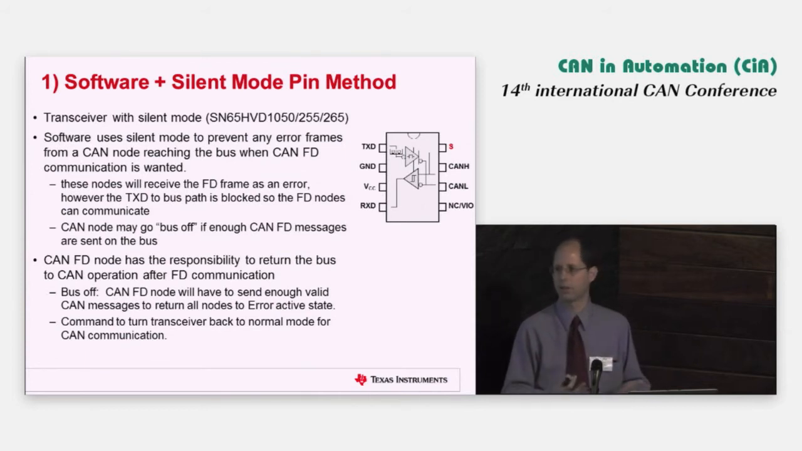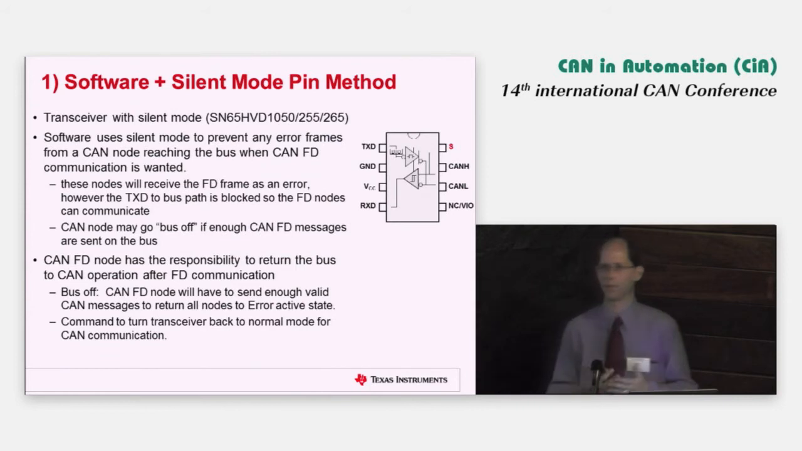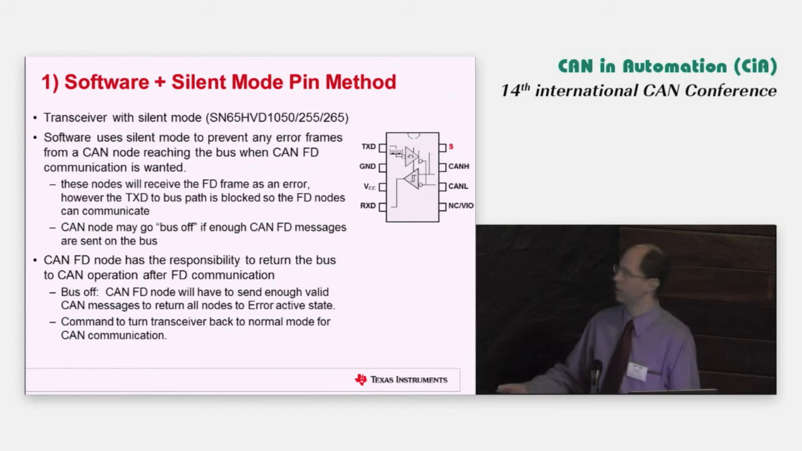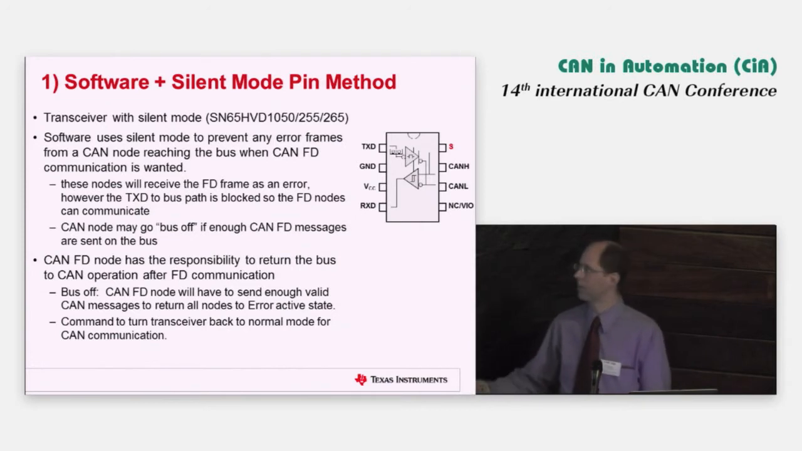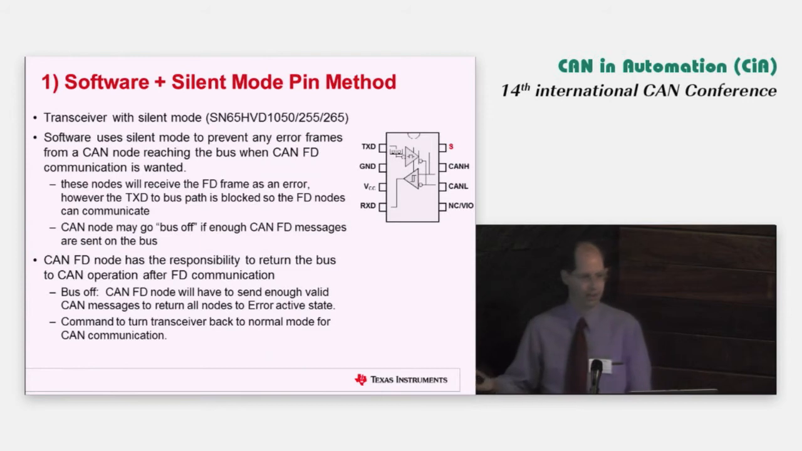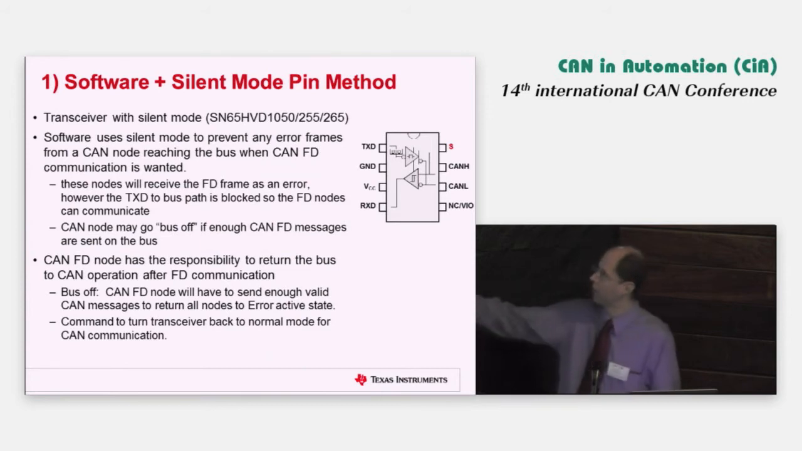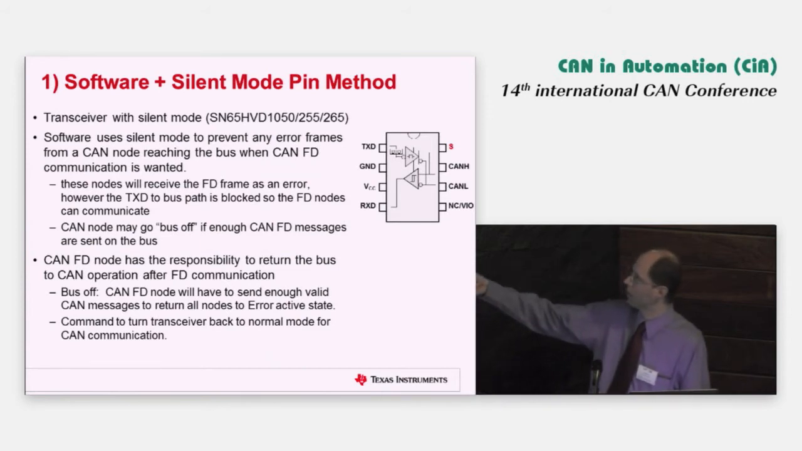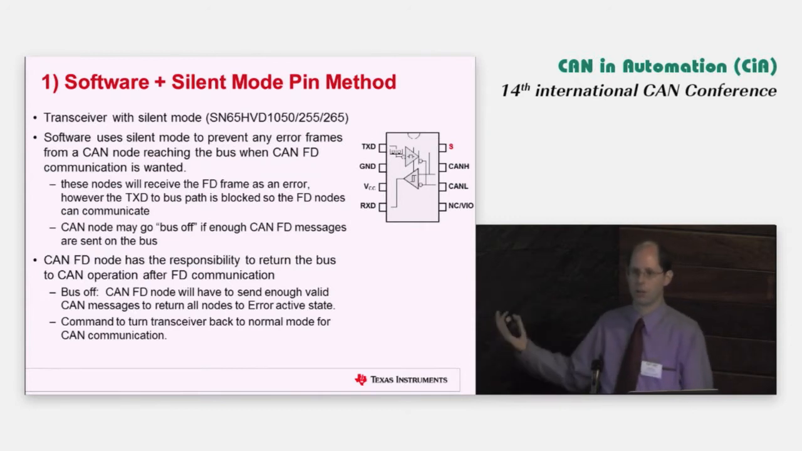And then obviously the application software needs to have a delay time to allow all of them to achieve this. And once you're sure that all of the CAN nodes have got their transceivers into the silent mode, you can begin sending CAN FD messages. The CAN nodes will see those and receive those as errors, but they will not get onto the bus because the path from TXD to the CAN is blocked because of the silent mode.